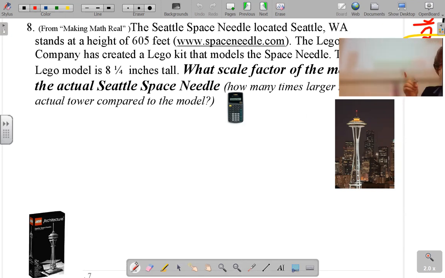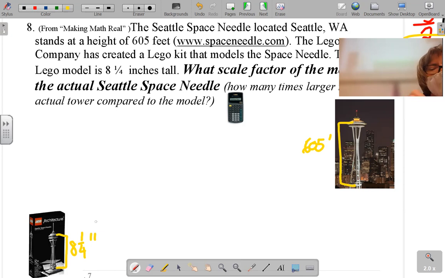Okay. The Seattle Space Needle, located in Seattle, Washington, is at a height of 605 feet. The Lego company has created a Lego kit model of the Space Needle. The Lego model is 8 1/4 inches tall. Which scale factor relates the model to the actual Seattle Space Needle?